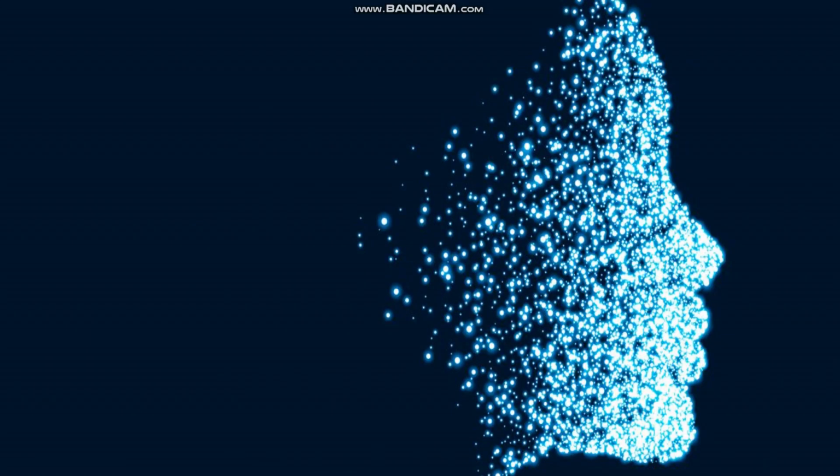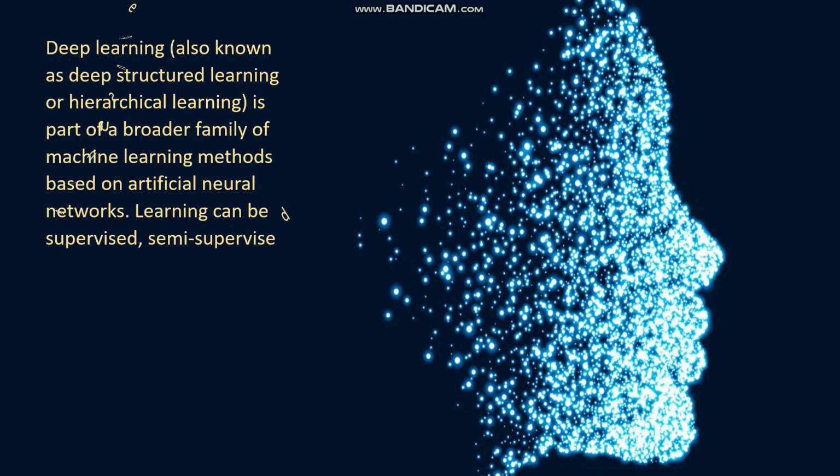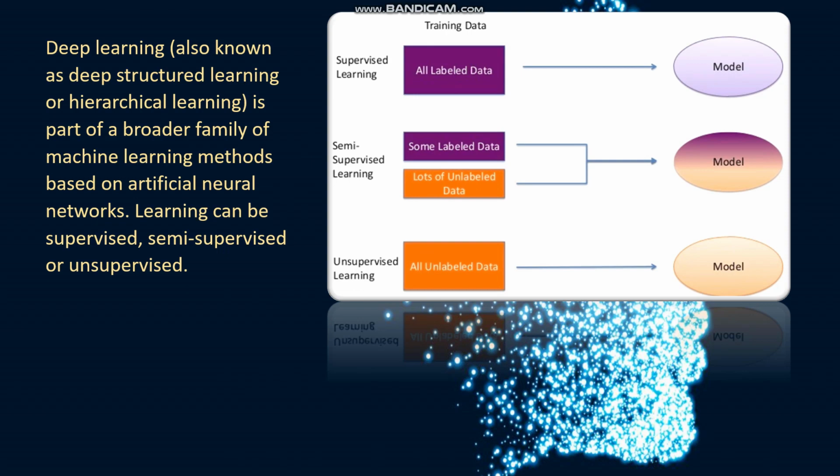So, let's start with the introduction, shall we? Deep learning, also known as deep structured learning or hierarchical learning, is a part of a broader family of machine learning methods based on artificial neural networks. Learning can be supervised, semi-supervised, or unsupervised. For reference, you can take a look at this picture.